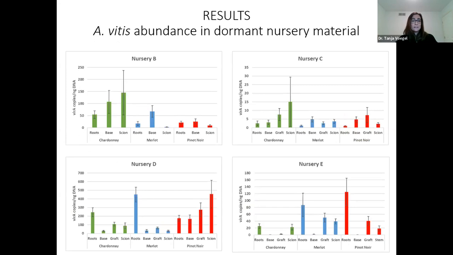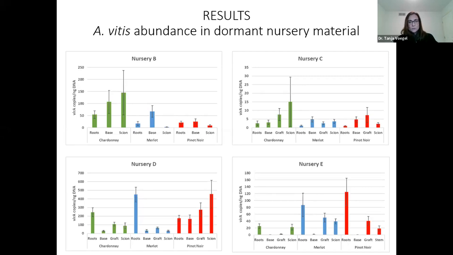And these are the results. I apologize for putting all of those four graphs onto one slide, but I would like you to compare the different nurseries to each other. The numbers on the axis show the number of bacteria that we can find, and each bar represents the 10 or 15 samples that we have looked at. In green, you can see Chardonnay. Blue represents Merlot, and red stands for Pinot Noir.